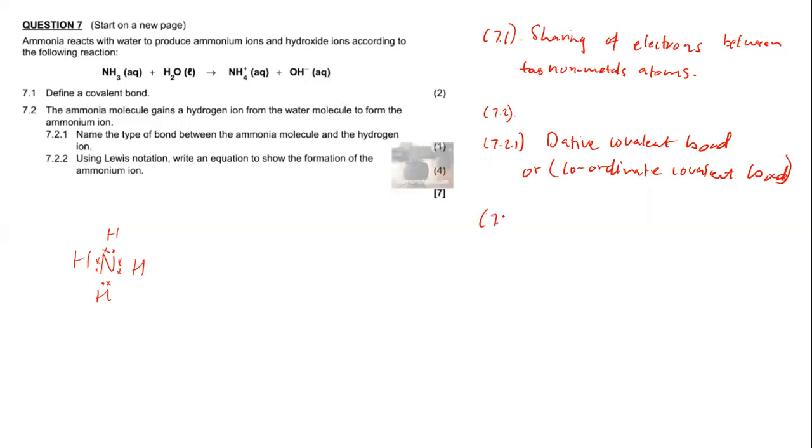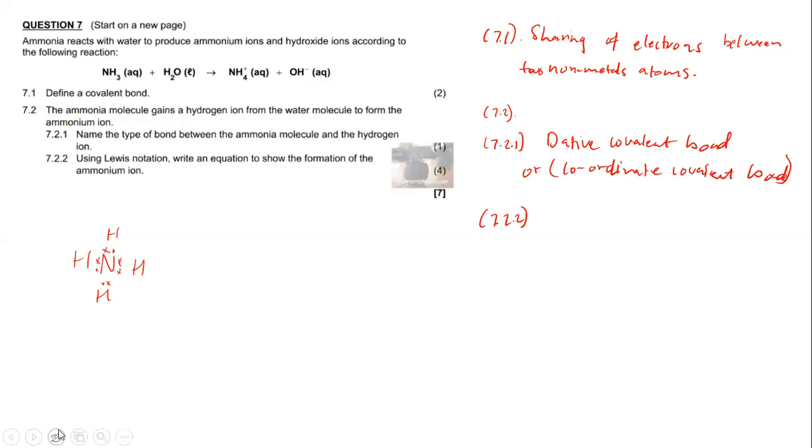And then we move to the second question, which is 7.2.2. Now 7.2.2 says, using Lewis notation, write an equation to show the formation of the ammonium ion. So this is what is happening. How did we form the ammonium ion? The hydrogen ion from water will be donated to ammonia, which is what we were told over here in 7.2. Basically, we are going to write the chemical equation based on this statement of 7.2.